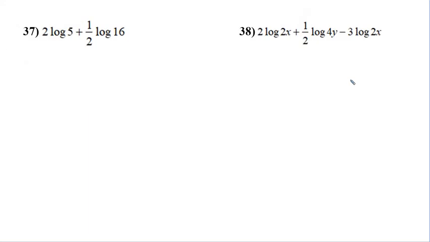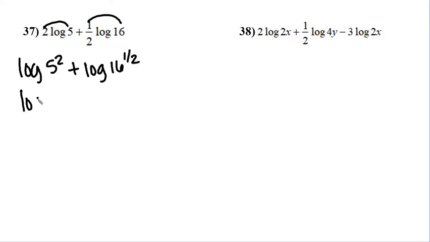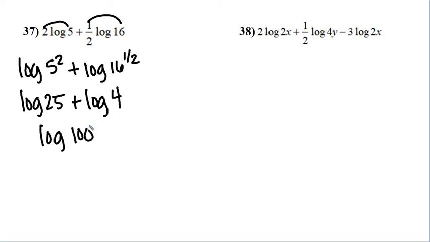Okay, last two. So again, I want to use power rule first. Bring this up. So I have log of 5 squared plus log of 16 to the 1/2. So log of 5 squared is 25. 16 to the 1/2 is 4. So this is product rule, so I'm going to multiply. 25 times 4 is 100.